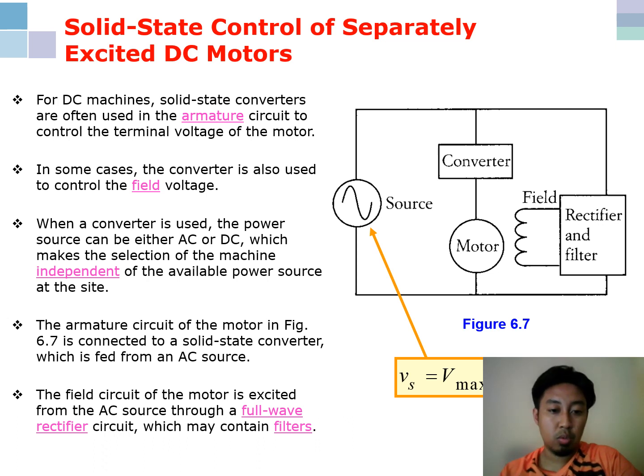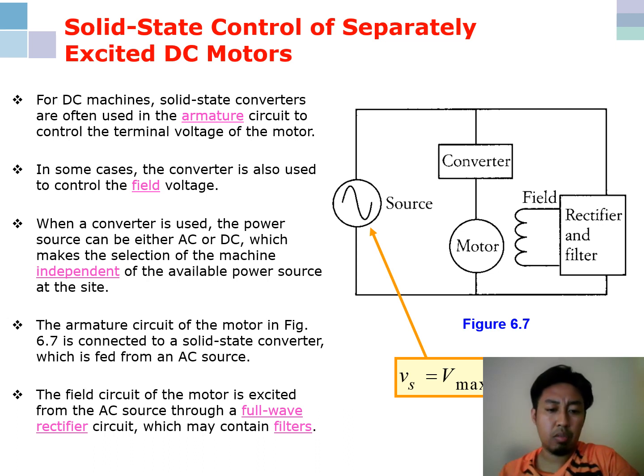When a converter is used, the power source can be either AC or DC, so it depends on the power source. Under normal conditions we use an AC source, and if you want to use the DC motor, we need to convert from AC to DC using this converter. But it can also be a DC source, depending on the power source at the site.